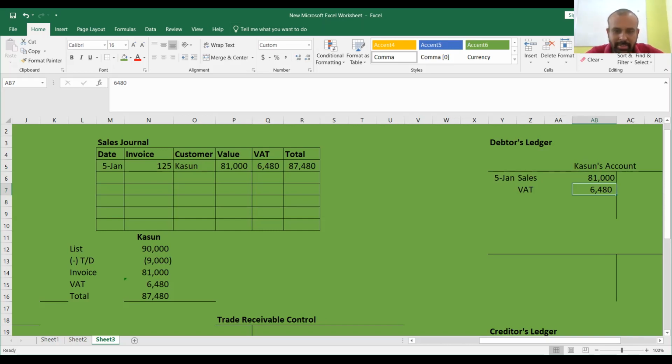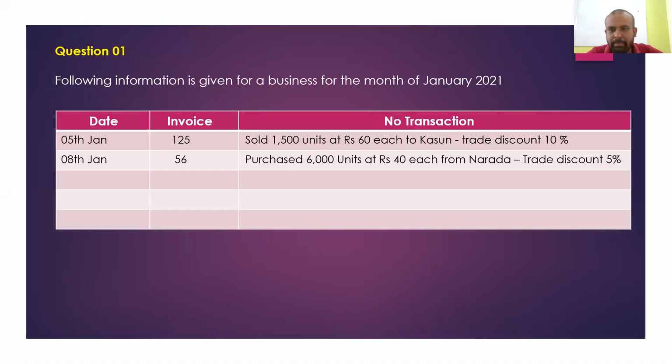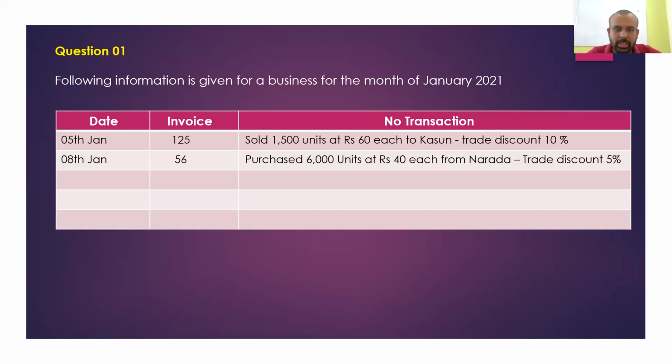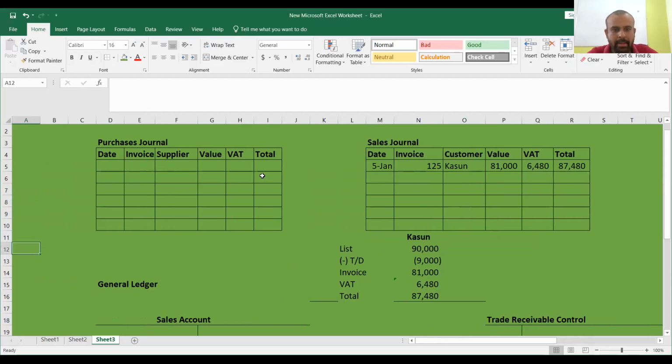Hari. What was the next transaction? That's a credit purchase, 6,000 units at 40 each, 8 January. Right. Okay.